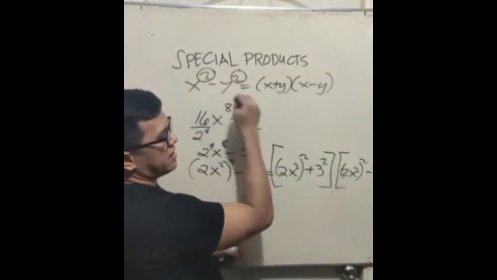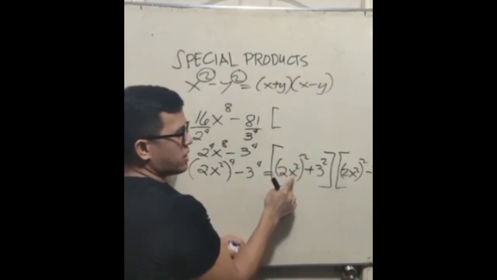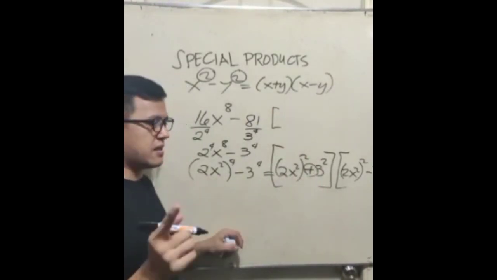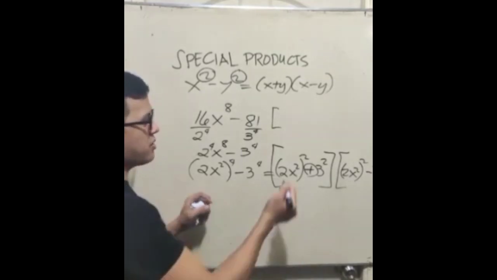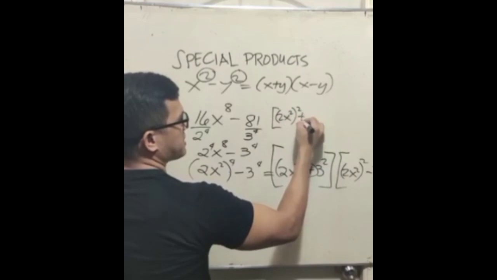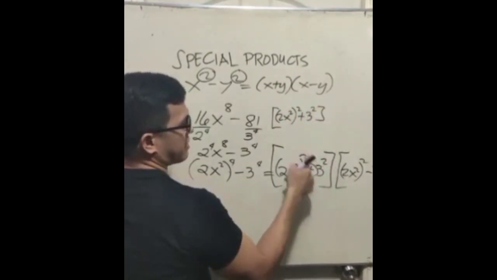Same thing here. So, we say, and this one, we cannot factor this one out because this one is plus, and you cannot factor it out anymore. So, we'll just have to copy it. 2x squared plus 3 squared. Okay, here, kinopya ko lang.